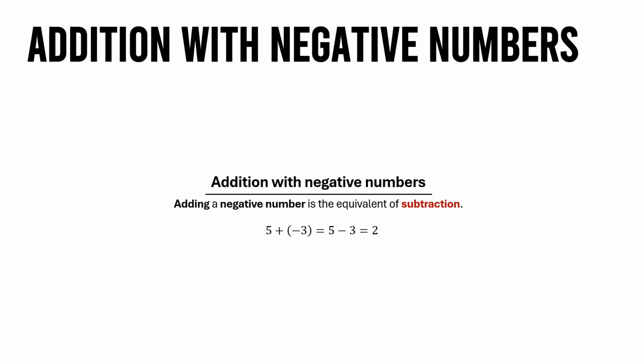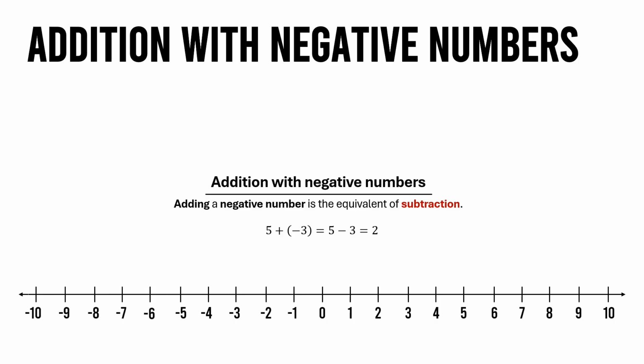Because positive times a negative equals a negative. So for this reason, we do a subtraction. On the number line, we start from 5 and we take 3 steps back to 2.